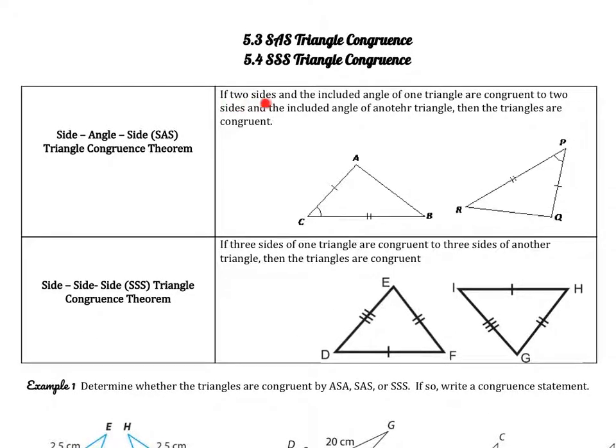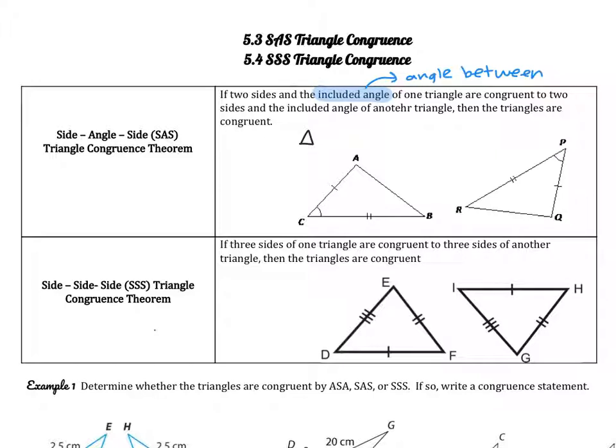So it says if two sides and the included angle, included meaning the angle between, of one triangle are congruent to two sides and the included angle of another triangle, then the triangles can be considered congruent. So that's enough to show that they're congruent. So if you look here, I see that side, angle, side are congruent. So that's enough to show that these two triangles are congruent.